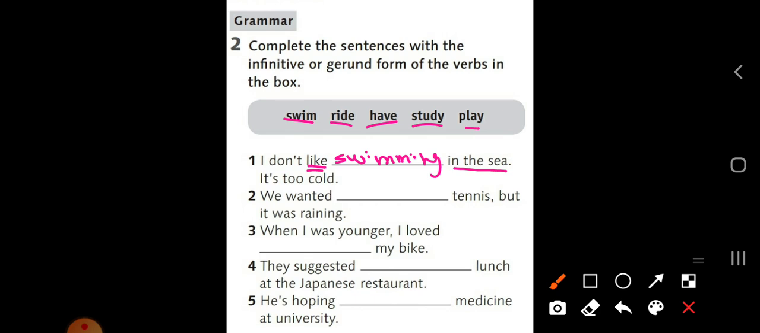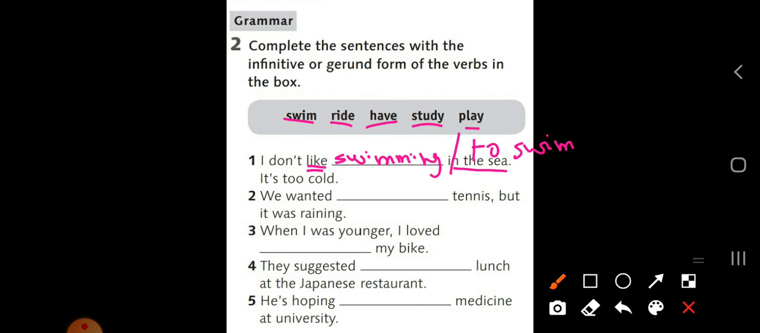Okay? I don't like swimming in the sea. Or you can use what? To swim. Because the verb like can take both the ing verb and what? To plus infinitive.